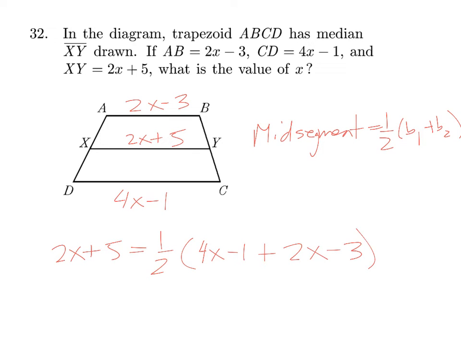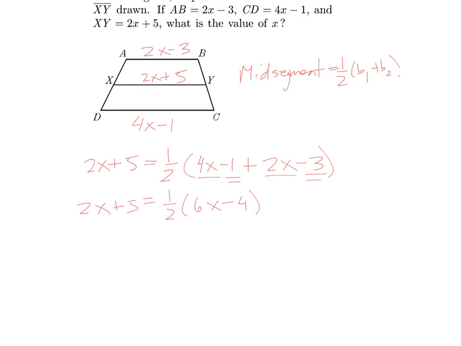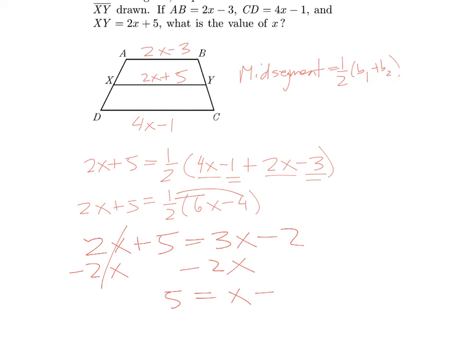All right, just take your time now doing the algebra. Let's combine like terms here. So I have 6x. Here I have minus 4. All right, so in this case, I'm going to distribute. I have 2x plus 5 is equal to 3x minus 2. And then here I'll subtract 2x. I have 5 is equal to x minus 2. And then here I'll add 2. So x is equal to 7. I found x. I'm done.